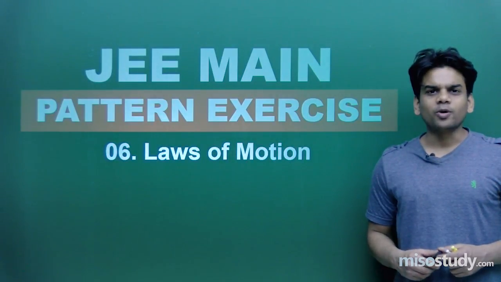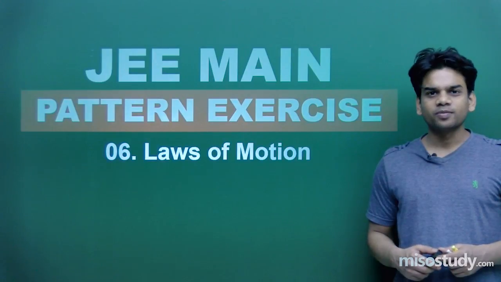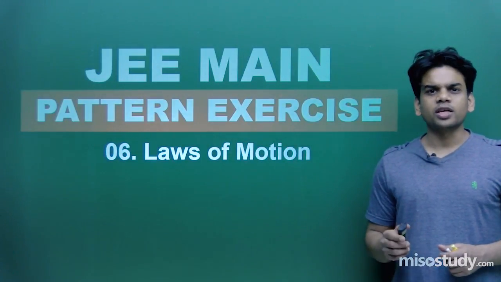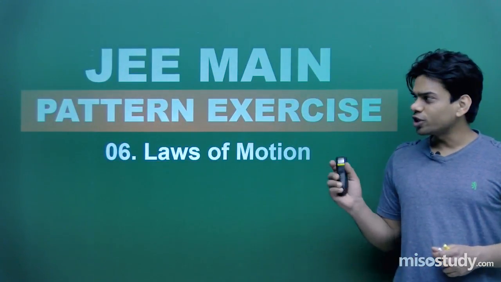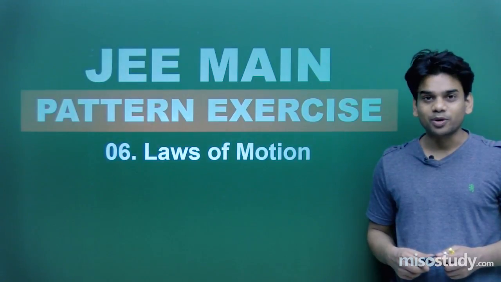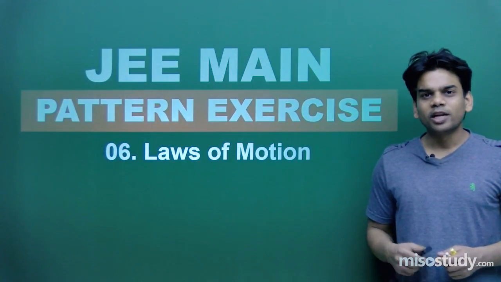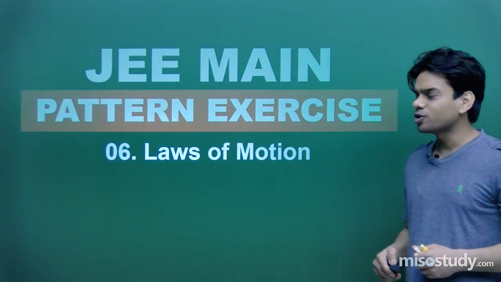Today's class will be talking about questions which can appear in your JEE Main examination on the chapter Laws of Motion. Now in JEE Main examination, the questions are single objective type, so you have to choose one option as the correct option. Some of the questions that I'm going to discuss today were actually asked in previous JEE Main examinations in the Laws of Motion chapter. So let's see what kind of questions appear in your Laws of Motion chapter in your JEE Main examination.